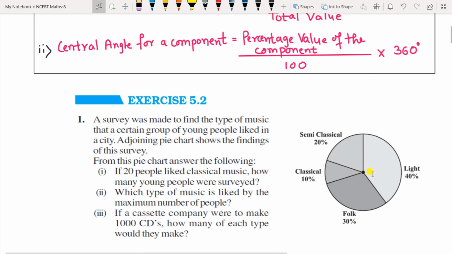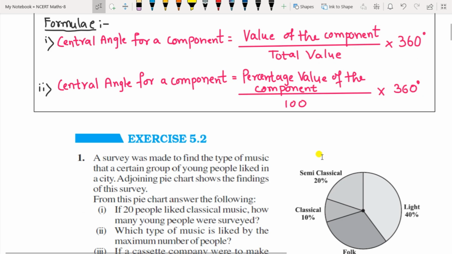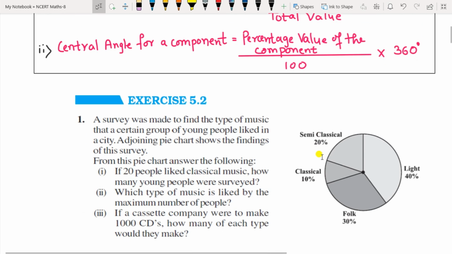Now for a circle we know the total angle is 360 degrees. So for different components, if we want to find the different angles, how do we find them? The central angle of a component equals the value of the component upon the total value, multiplied by 360 degrees. Or if the value of the component is given in percentage form, then the central angle for that component will be the percentage value of the component upon 100, into 360. So these are the two formulas you should remember, and with their help we can solve exercise 5.2.